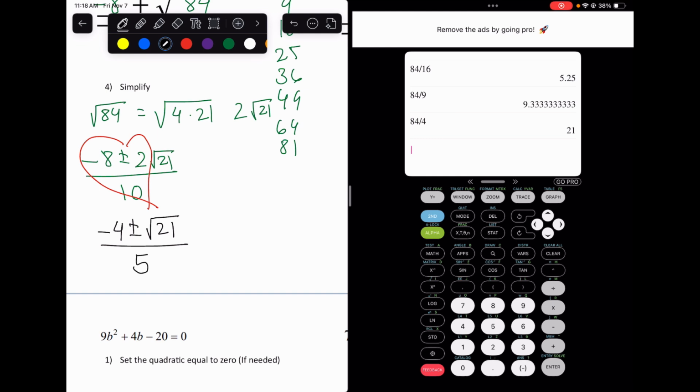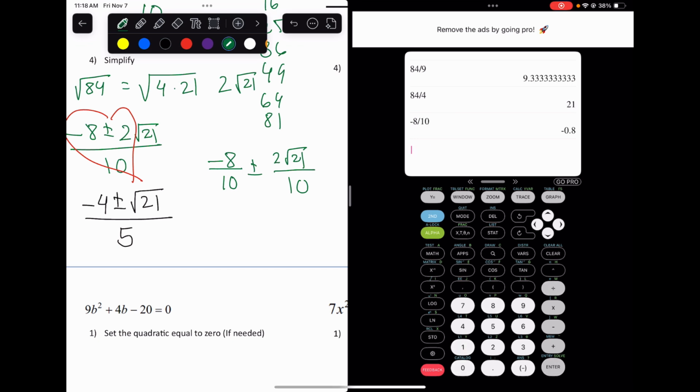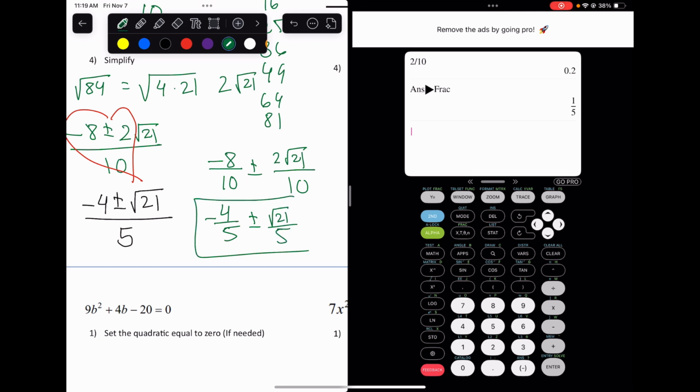Now, if you are someone that likes to split it into 2 fractions, which is totally fine to simplify, you would do -8 over 10 plus or minus 2 root 21 all over 10. Negative 8 over 10, we simplify that into negative 4/5. And then 2 over 10, we end up with 1/5, which we don't need to write that 1 because we already have that root 21 there. So you could write your final answer like this or like this. I don't care which one you prefer. Just do whatever makes you happy.